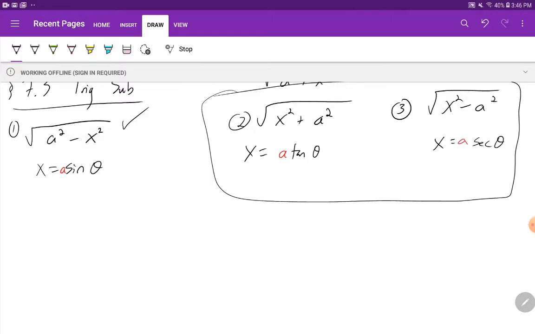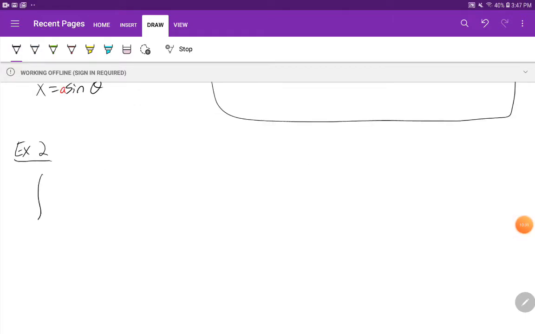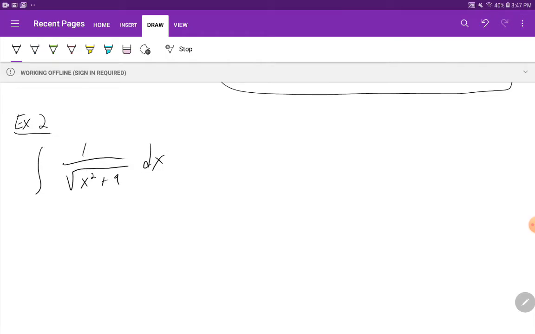So let me just pull up an example real quick. All right, so let's look at this example right here. 1 over square root of x squared plus 9 dx, okay? So we notice on this one, our a term is actually 3, right? Because a squared gets you 9. So you got to kind of think in squares a little bit on this one.